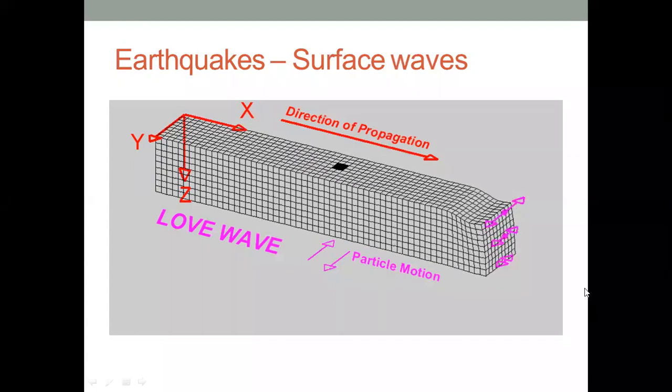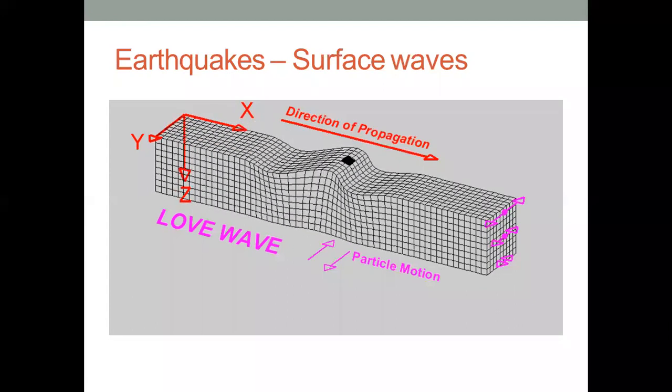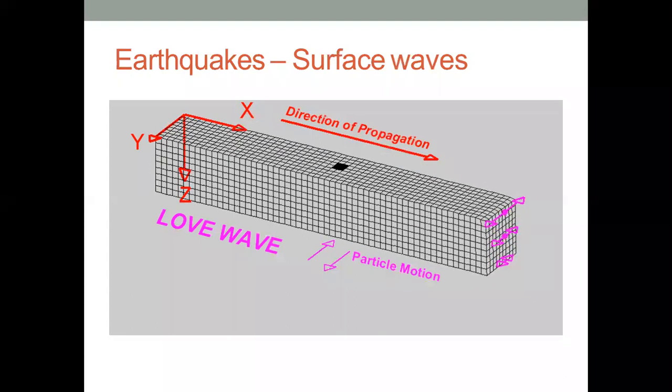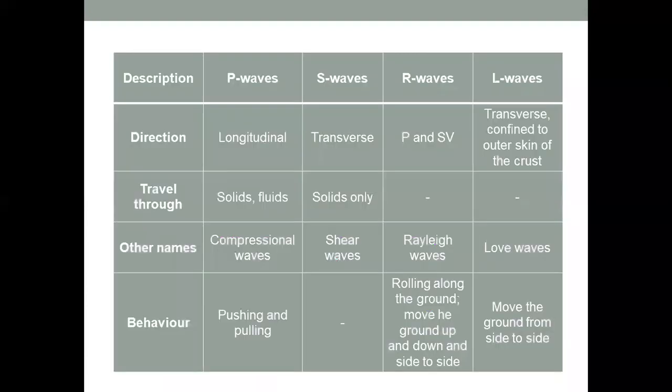So these surface waves will cause the destruction of the buildings which are existing at the surface of the ground, the surface of the earth. So these surface waves are very dangerous earthquake waves, or seismic waves. You can see the comparison of all these four earthquake waves.